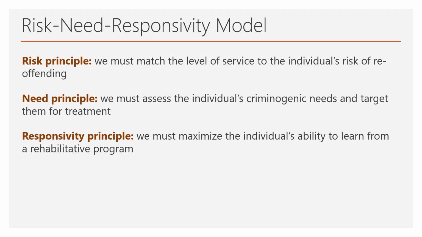The first is the risk principle. We should try to match the level of services that we provide to an individual to their level of risk. Individuals have static risk factors and dynamic risk factors. Static risk factors are ones that can't be changed, like an individual's age at their first offense, or things that are difficult to change, like their gender identity. Dynamic risk factors are things that we can help change, right? Such as having a chemical dependency. Maybe the person hangs out with antisocial peers.